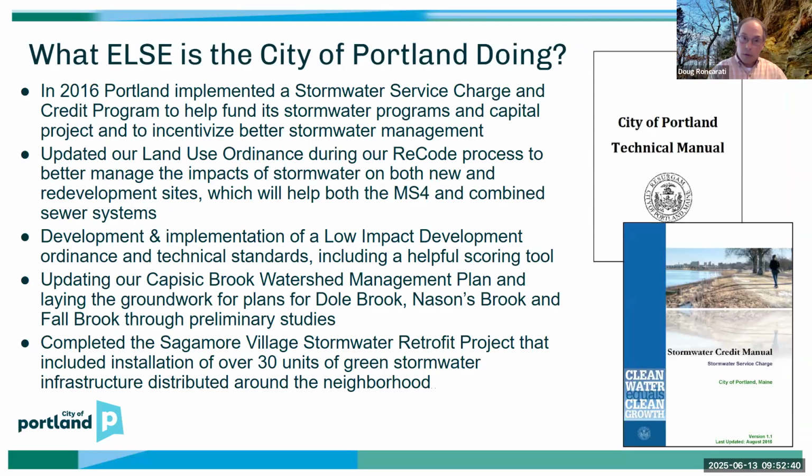So what is Portland doing? We're doing a lot, if you can't guess. In 2016, we developed and implemented a stormwater service charge and credit program to help fund our stormwater programs and provide money for capital projects that we're doing, including green stormwater infrastructure, separation, and so on. Basically, we charge for impervious cover.